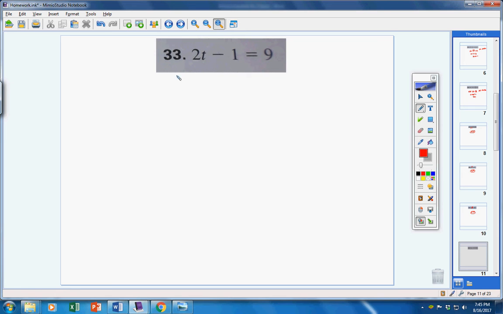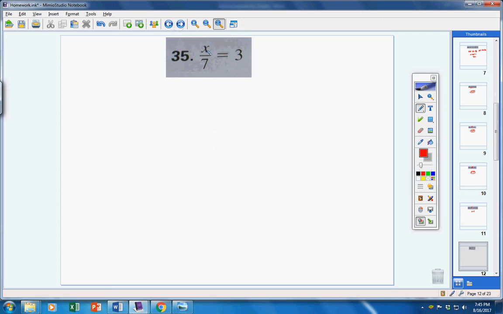33. Alright, now let's think about this. I want this whole expression to equal 9, right? So think about it. I want 2t to equal what? 10, right? Because 10 minus 1 is 9. What would I put for t right here to make this become a 10? 2 times what? How about 5, right? 2 times 5 is 10 minus 1 is 9. So t equals 5.